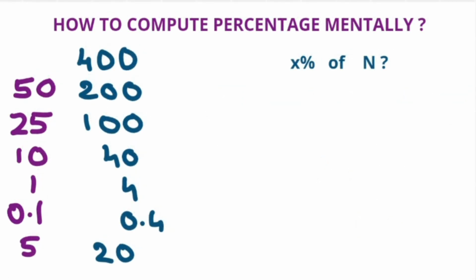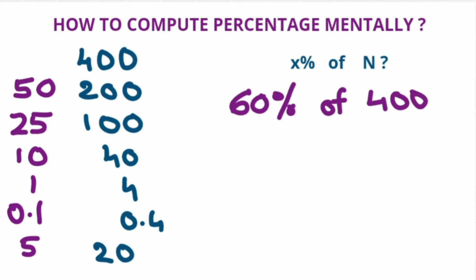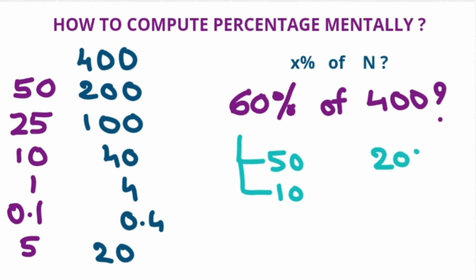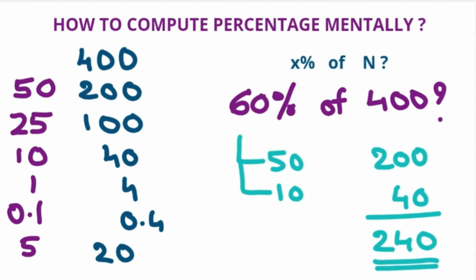Now that we are armed with our basic anchor percentage values, let us compute some difficult ones. Find 60% of 400. Okay, how can this be done mentally? Think of 60 as 50 plus 10. Now, half of 400, that is 50%, is 200 and 10% is 40. So, our answer is 240, adding 200 and 40.